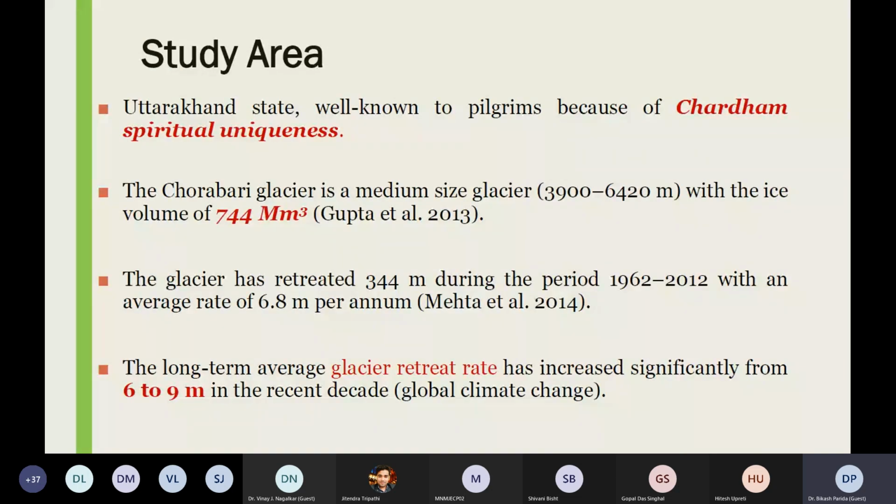And then in that event, there was a glacier outburst basically. The glacier name is Chorabari glacier. In that glacier the volume of water is almost 744 million cubic meter, and the glacier has been retreating. If you see some studies, the glacier retreated almost 344 meter during 1962 to 2012, and the average rate of glacier retreat is calculated as 6.8 meter. Since this Chorabari glacier is fed by glacier melt and snow melt water, this information is also quite important to link.